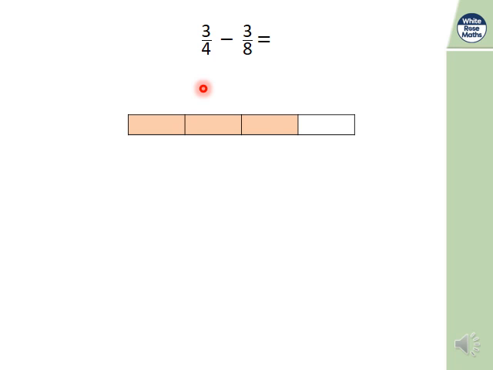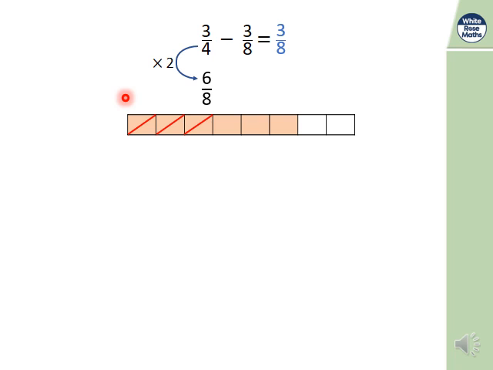The first thing we could have done was changed our fraction bar into eighths. So instead of having 3/4, we've multiplied 3/4 by 2 to change it to eighths. So now we have 6/8. So now we're looking at our question 6/8 subtract 3/8. If we have our 6/8 that are shaded and we subtract 3 of those 6/8, what do we have left?